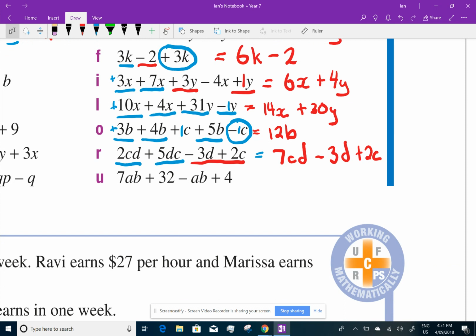Okay, here we go. Last one. 7AB. That doesn't have any letters. Leave it alone. Be careful here. Minus 1AB. Well, I've got 7 ABs and a minus 1 AB. That'll give me 6 AB.